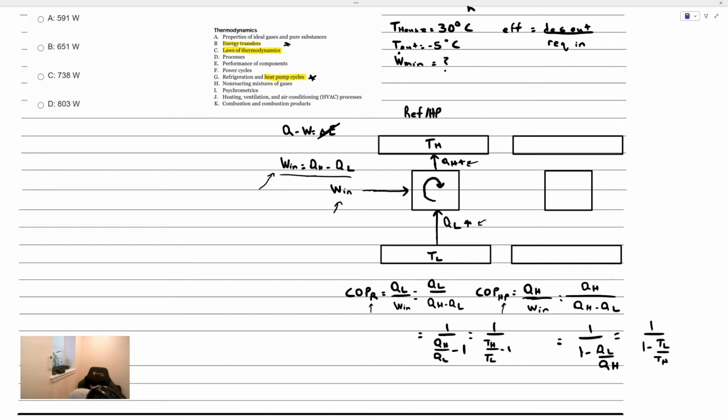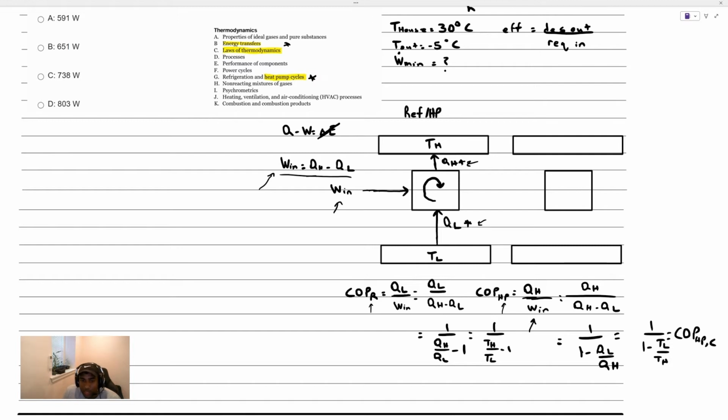And this is the COP of a heat pump associated with the Carnot cycle, which is the maximum possible COP that we can get. And this is relevant for us in this problem because we're going to be using this idea to compute the minimum work input, right? To get the maximum COP, the most efficient heat pump, we're going to be inputting the minimum amount of work, such that we maximize the COP of the heat pump.